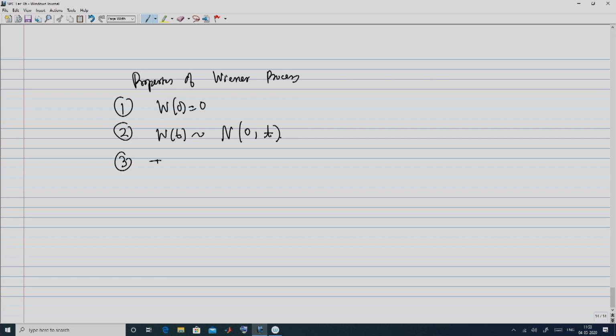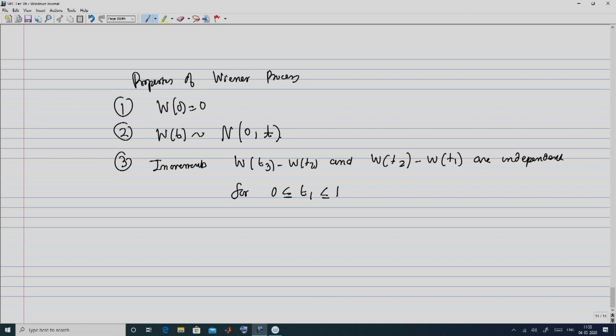And thirdly, the increments W(t3) minus W(t2) and W(t2) minus W(t1) are independent for 0 ≤ t1 ≤ t2 ≤ t3. So, this means that W(0) is 0, and W(t) is a random variable, which is a normal random variable.